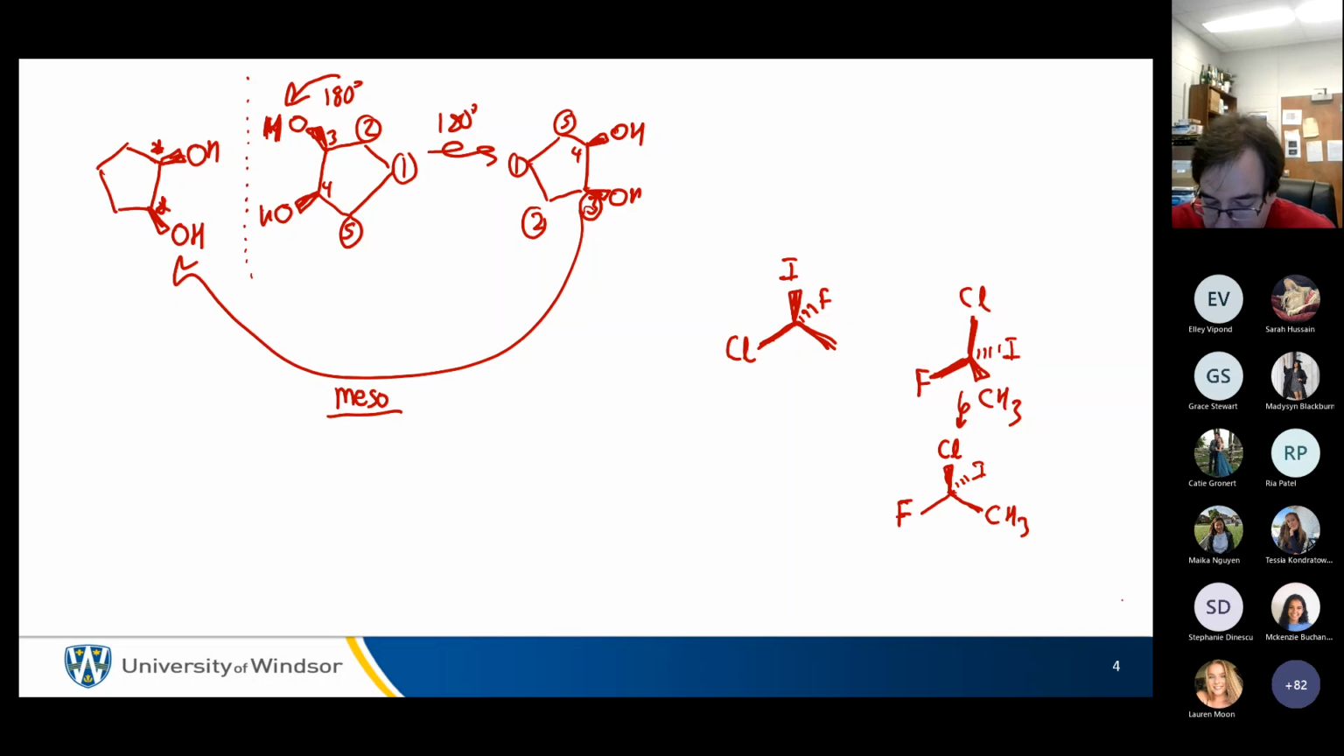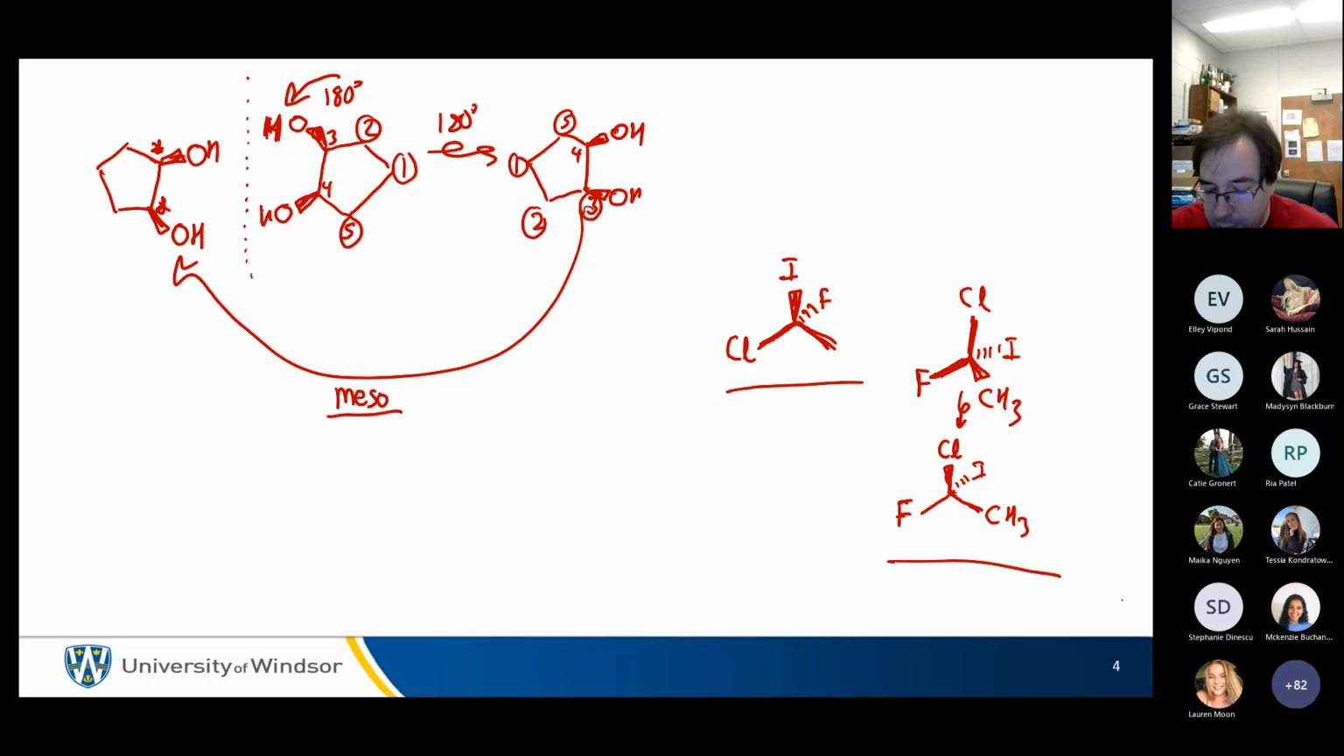Okay, this and this, the methyl group's in the same place, but nothing else is. So you can do what you want with this. You can either try and rotate, or you can start switching groups.